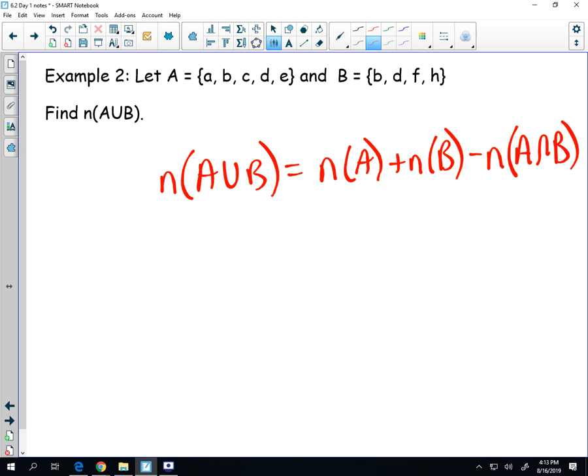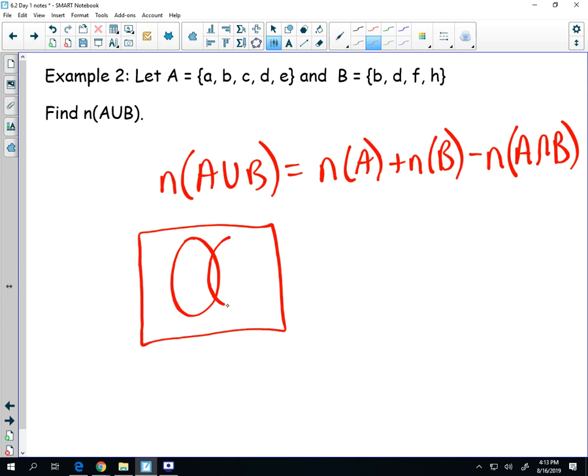If I wanted to draw it out, I should make my intersect bigger. If this is A and this is B, A would be in A only, B would be in the middle, C would be in A, D would be in the middle, E would be here, and then B, D, F, and H.